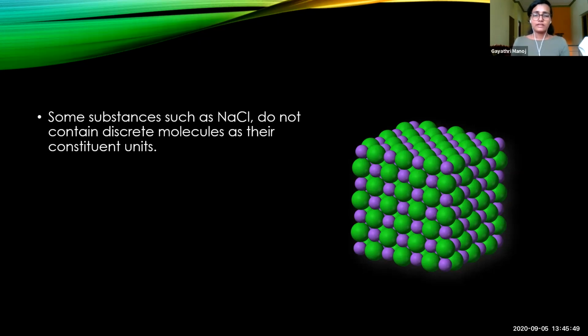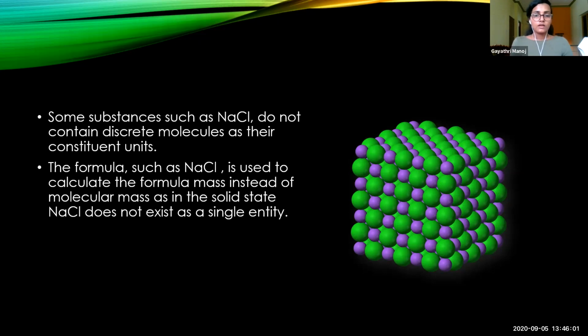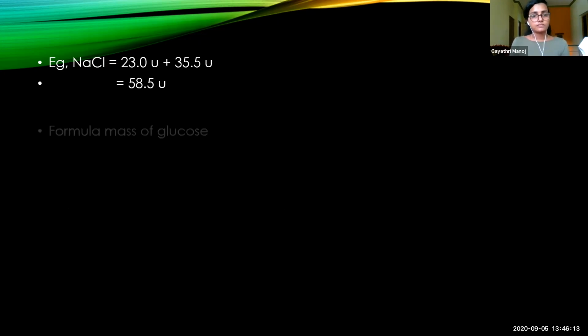And how do we find their mass? Is it possible that we use the molecular mass? No, it's not very practical. So what we do is we find the formula mass. And how do we find it? We just use the atomic mass of sodium plus the atomic mass of chlorine, which is 58.5 U.